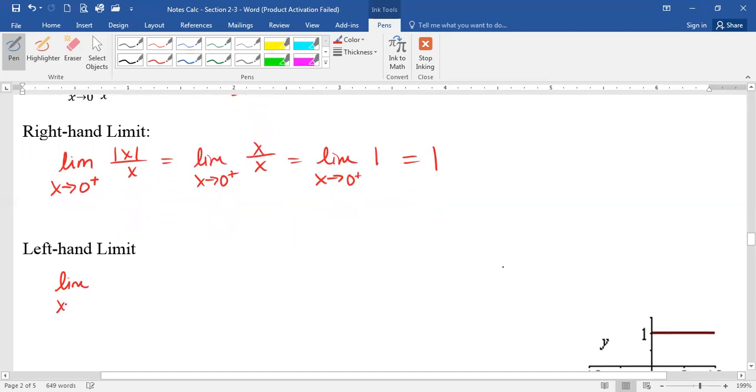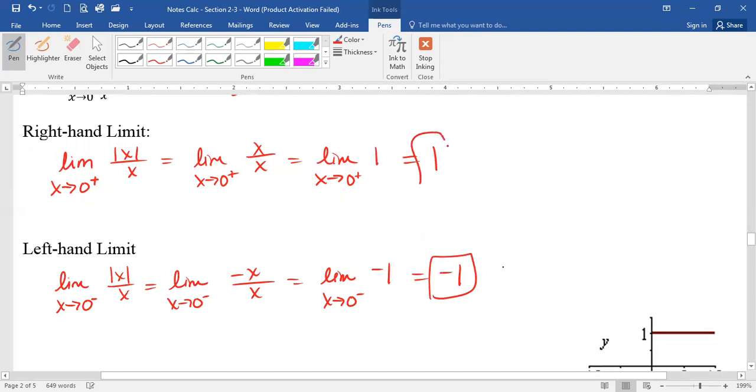Okay, now let's look at the left-hand limit. The limit as x approaches 0 from the left of the absolute value of x over x is really equal to the limit as x approaches 0 from the left of negative x over x, because if I'm to the left of 0, my x values are negative, right? And up there on that function, it said the absolute value is really equal to negative x, right? So this is really negative x over x. And so the limit as x approaches 0 from the left of -1 is -1.